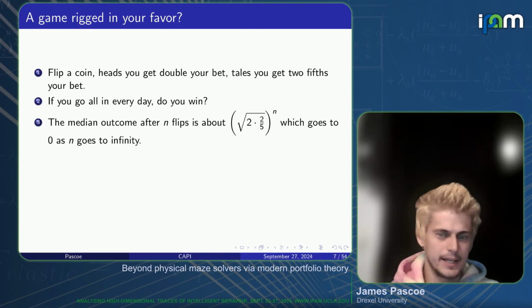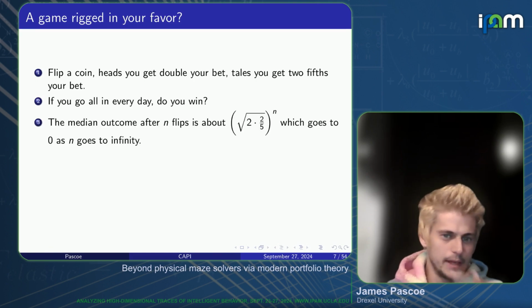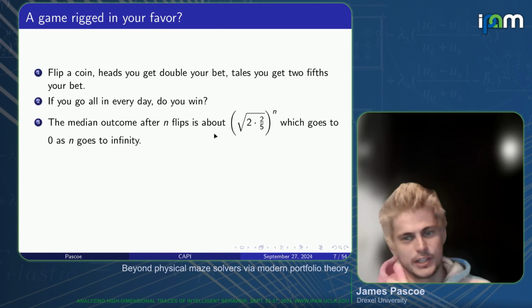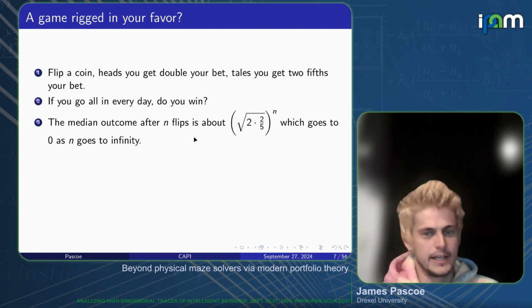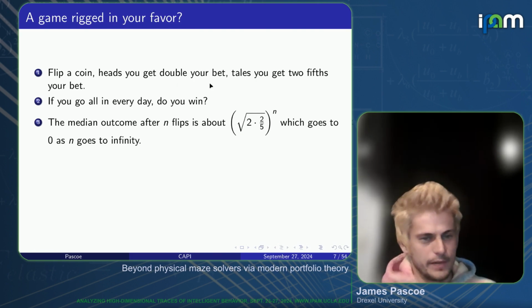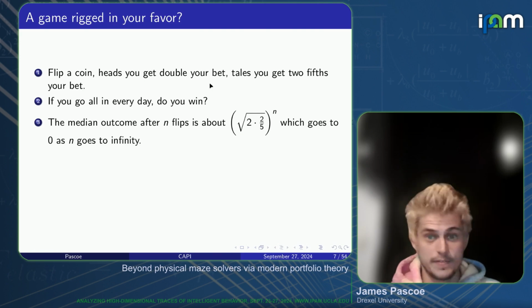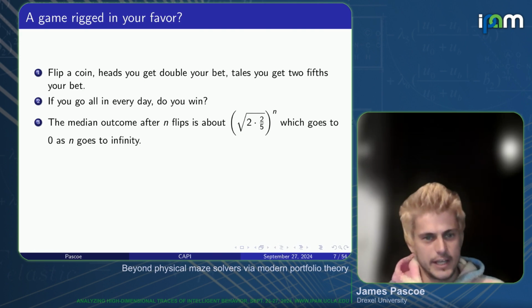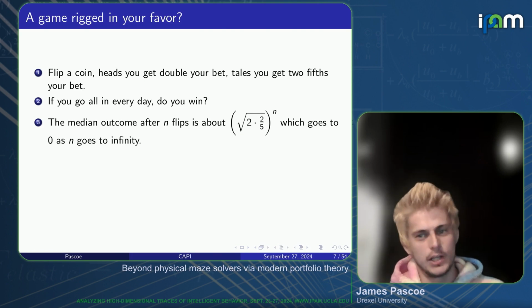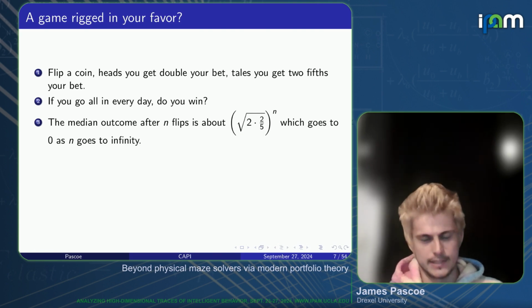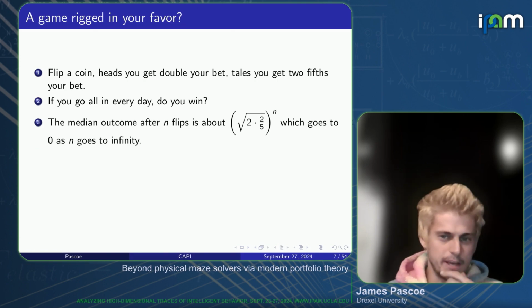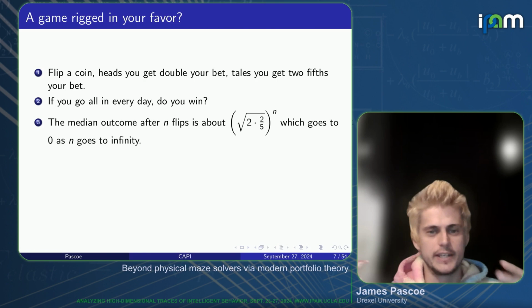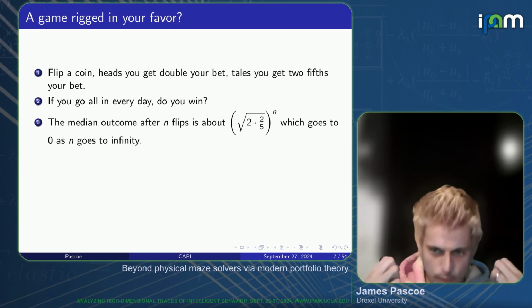So the median outcome after n flips is actually 2 times 2/5 to the n, which goes to 0 as n goes to infinity. So even though the expectation of this game, if I take the average of 2 and 2/5, is 6/5, even though the expectation is above 1, I'm still going to lose if I go all in constantly. And you might ask if certain kinds of securities behave this way. Certainly, this fits with the idea of something like a growth stock, something with very, very high risk.